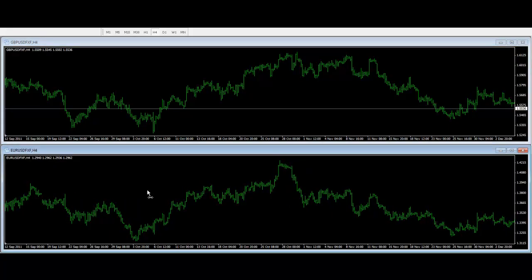Just get my charts lined up here. Okay, here we have the cable. This is that drop down in price we just looked at, taking out that old low. Notice it was significant enough to sweep underneath this low as well. That's right here. This right here is a Judas swing.